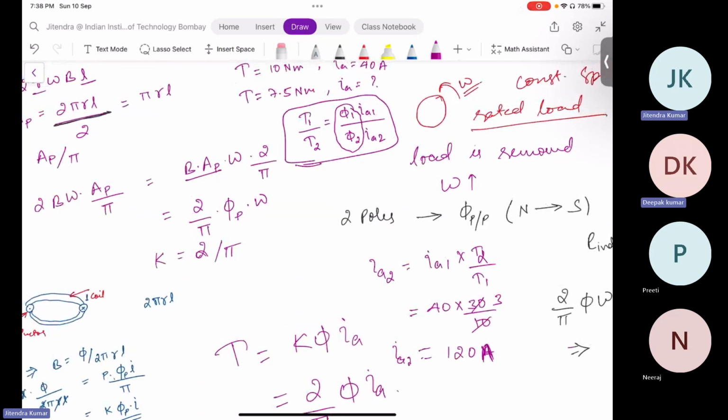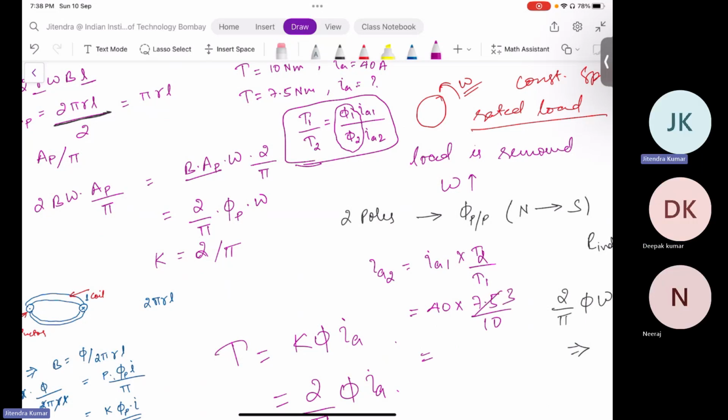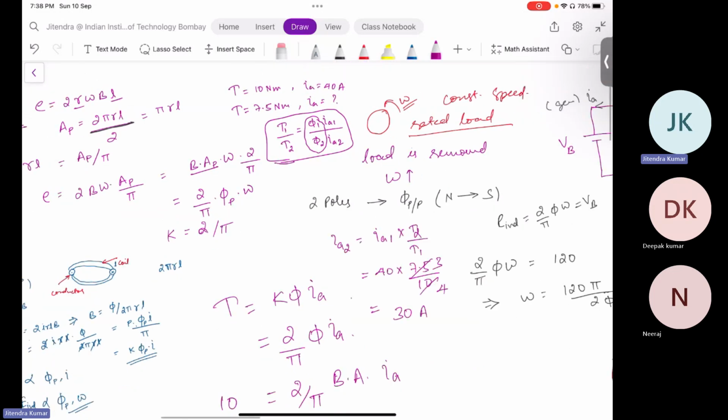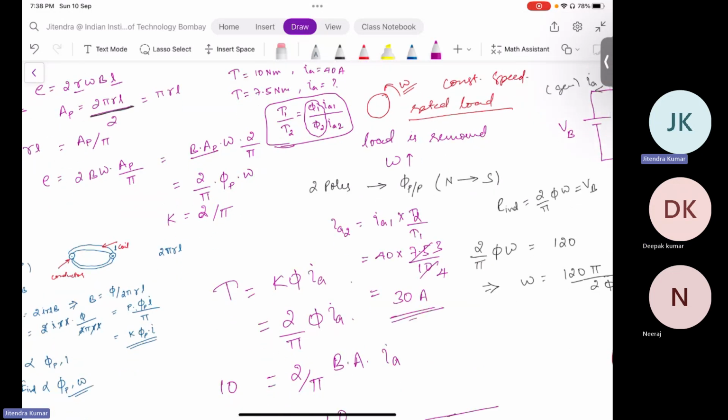T2 is 7.5. Yeah, that's why. See, if you know the practical concepts or applications, you will also be able to figure out where you are committing a mistake. So this is 3, this is 4, 10, 30, 30 amps. So when 7.5 Newton meter is applied, at 30 amps of current you are supplying to the load. Okay, so we are done with the current.